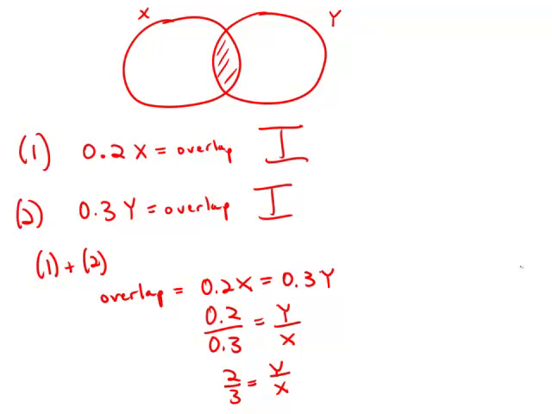Well, now we know that the members of X and the members of Y are in a ratio of 2 to 3, so we know that X has more members. So when we combine the two statements, we do have sufficient information to answer, and so that means that the answer is C.